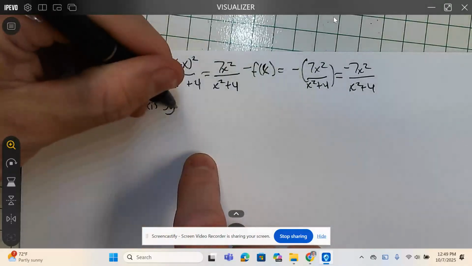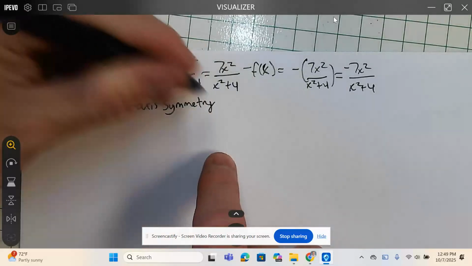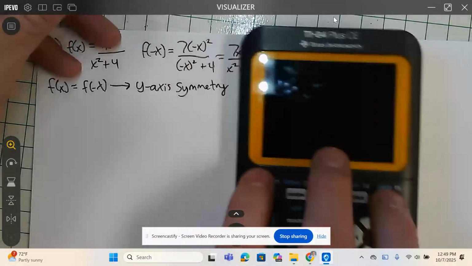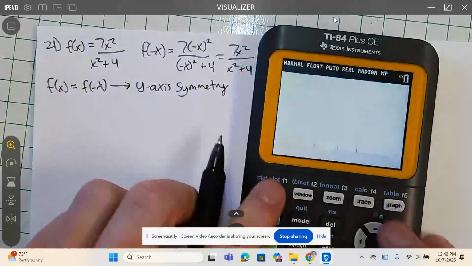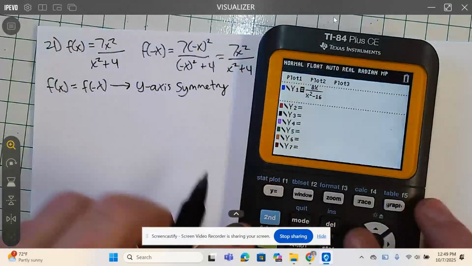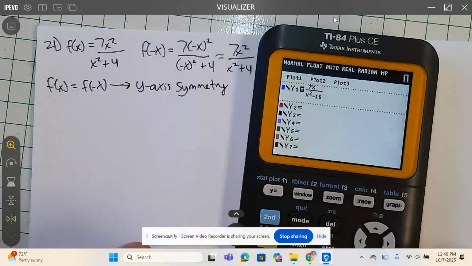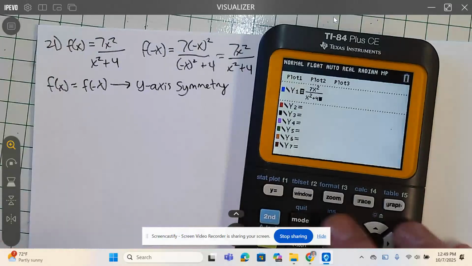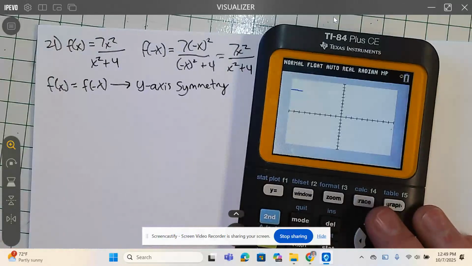Could you cheat on this? Yes. Here's how you could cheat on this. Go to your calculator, press y equals, and go look at the graph. 7x squared divided by x squared plus 4. Look at this slow thing. Oh, man.